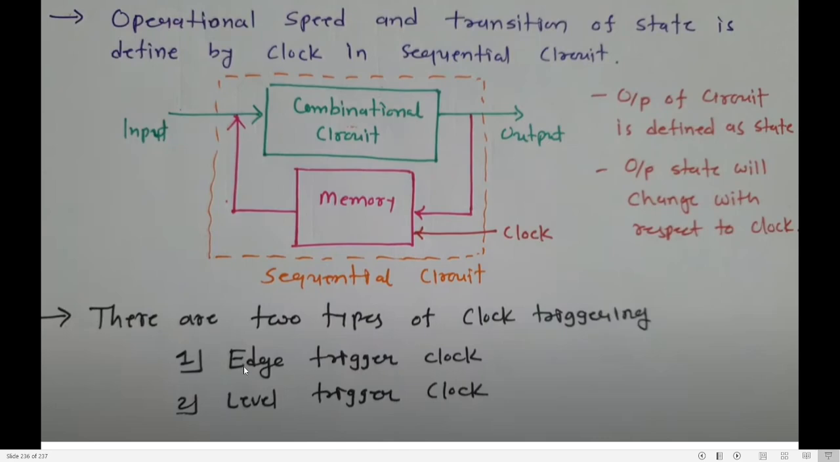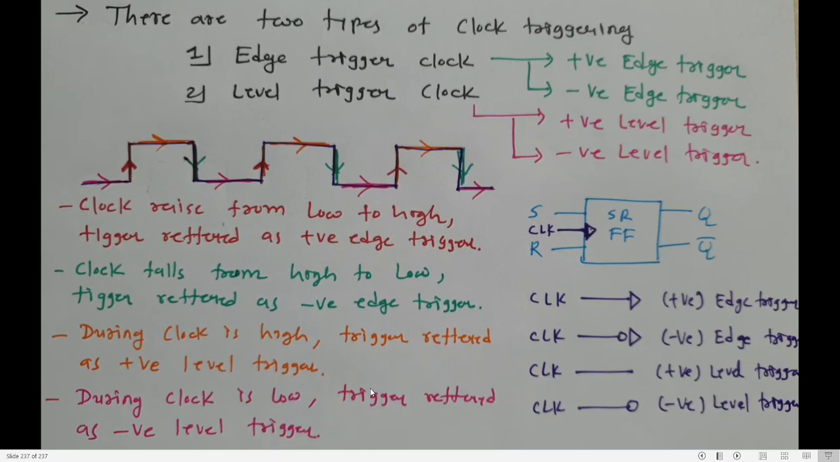Okay, there are two types of triggering. So there are two types of clock triggering. What are they? Edge triggering and level triggering. So we will see what is edge and what is level in a clock. Okay, edge triggering means what?